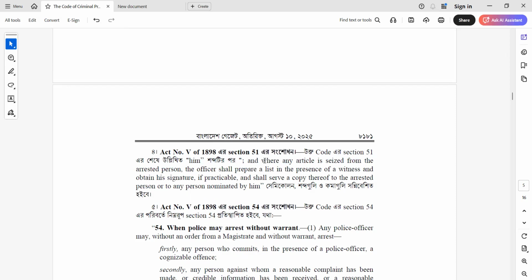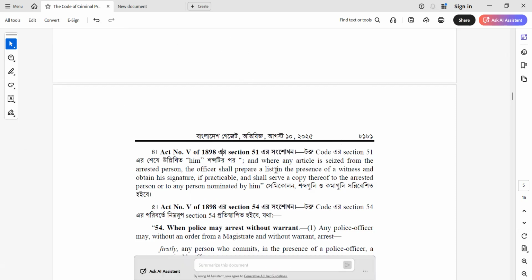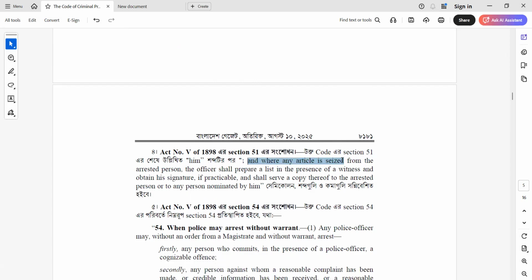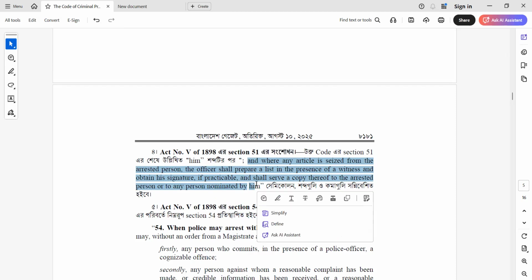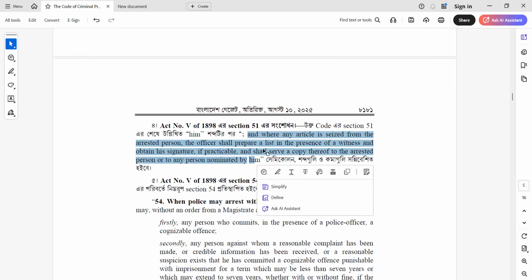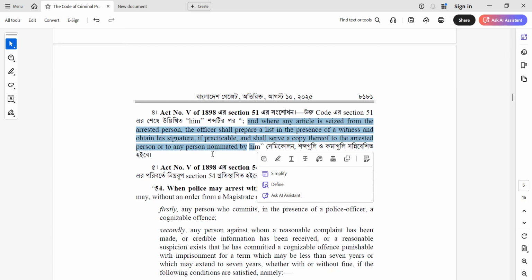Now, point number 4, Act number 5 of 1898, Section 51 is amended. Section 51 talks about search of arrested persons. In this case, after a certain word in Section 51, the following will be added: and where any article is seized from the arrested person, the officer shall prepare a list in the presence of the witness and obtain his signature if applicable, and shall serve a copy thereof to the arrested person or to any person nominated by him. So Section 51 is as it is, and some addition is being made by this amendment.